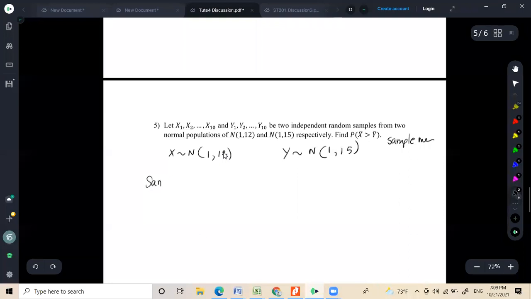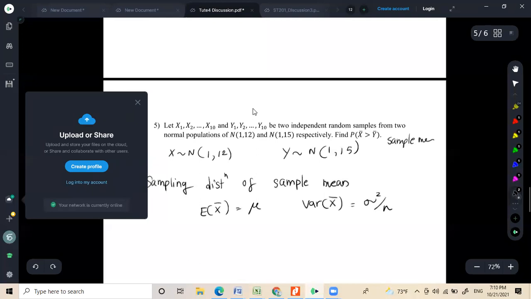The sampling distribution of the sample mean. Let's write it. What do you know? The expectation of x bar is the same as the population mean, and the variance of x bar is the population variance divided by the sample size. The sample sizes are 10 and 10 for both cases.